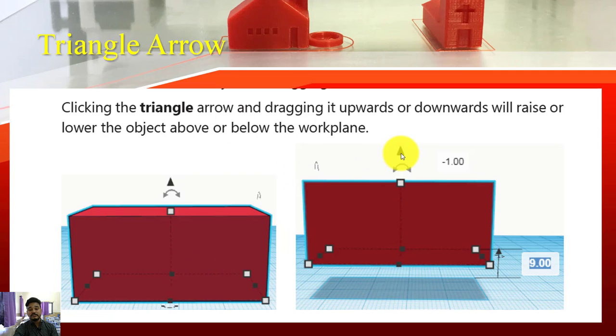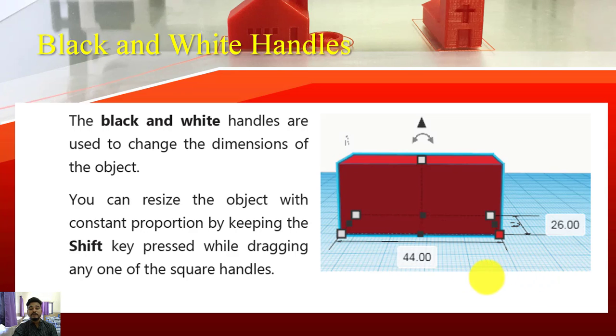So using that black triangle arrow, we can drag upward and downward. हम सिर्फ ऑब्जेक्ट को सिलेक्ट करके इधर उधर तो घुमा सकते, बट ऊपर नीचे नहीं कर सकते, okay, on our work plane. So to do that, we can just simply click that black triangle upwards to take it up, downwards to set it on our work plane, or manually also we can enter the number by which we can set its height, or we can set it on the base of our work plane. Understood? Triangle arrow.